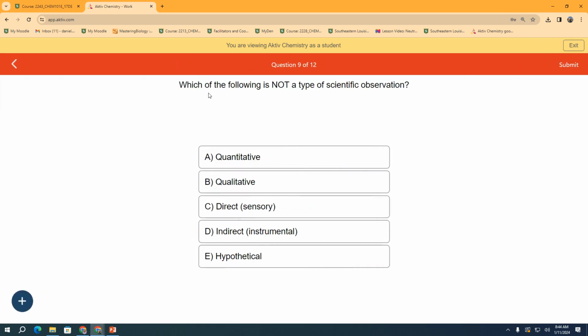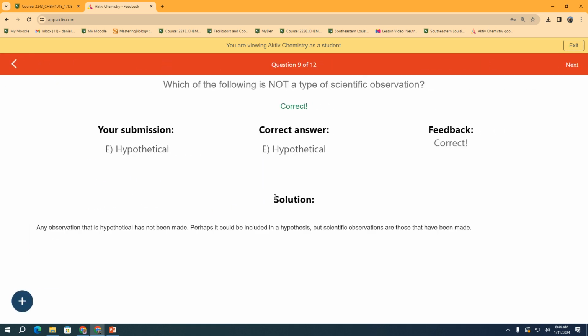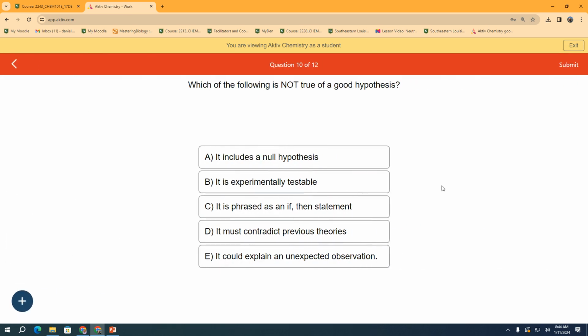Which of the following is not a type of scientific observation? Yeah, I was just looking because we just talked about quantitative and qualitative. Direct would be part of the qualitative, indirect would be quantitative. And then hypothetical is just in your mind. Hypothetical. All right.